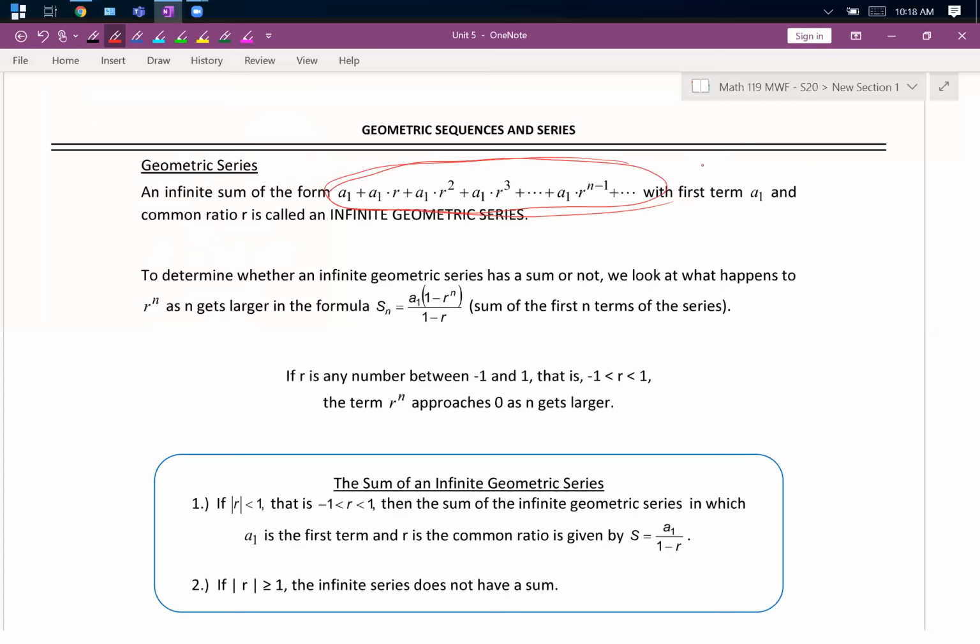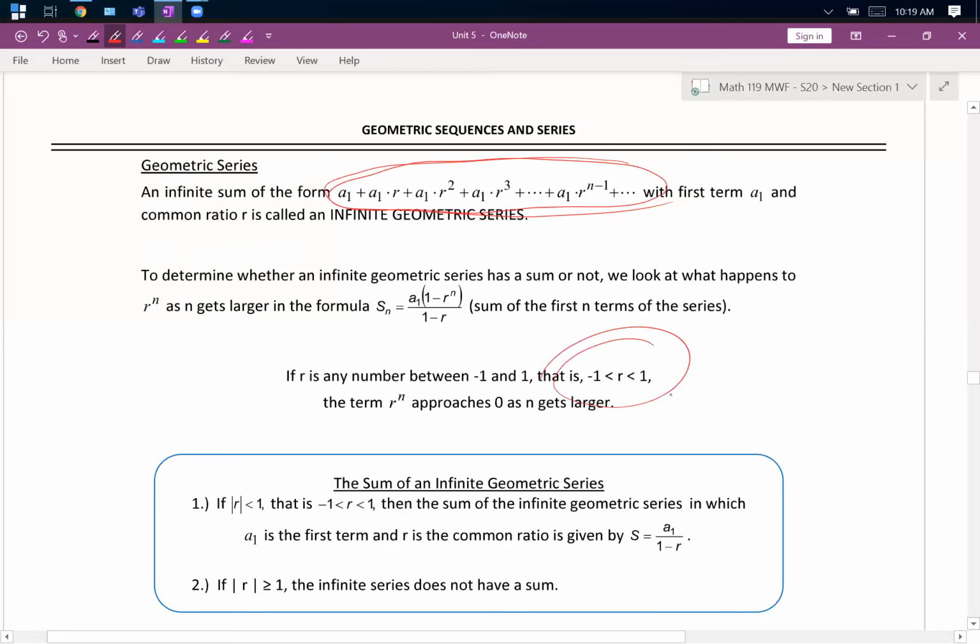To determine whether an infinite geometric series has a sum or not, we have to look at what happens to r to the n as n gets large. So not every one of these infinite series actually has a sum. If our r value is any number between -1 and 1, then the term r to the n approaches 0 as n gets large.